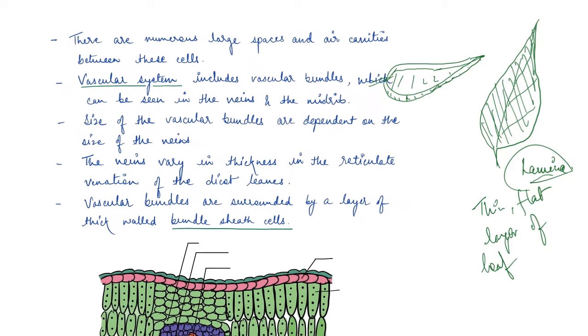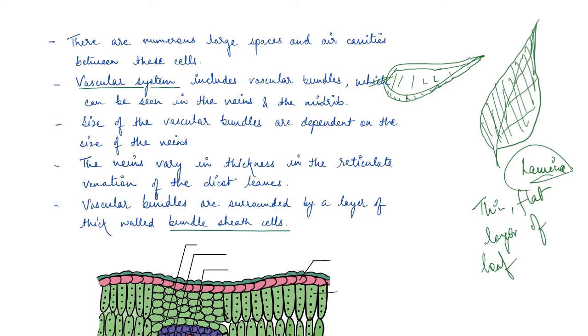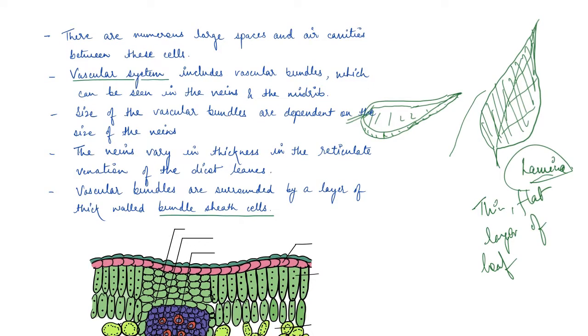So the vascular system of a plant basically includes two types of cells. It includes vascular bundles, and those vascular bundles have xylem and phloem. You can see these vascular bundles in the veins and the midrib, right? Now the size of these vascular bundles depends on the size of the veins.